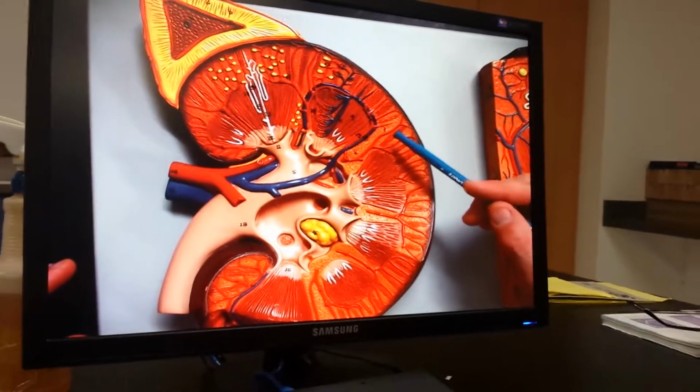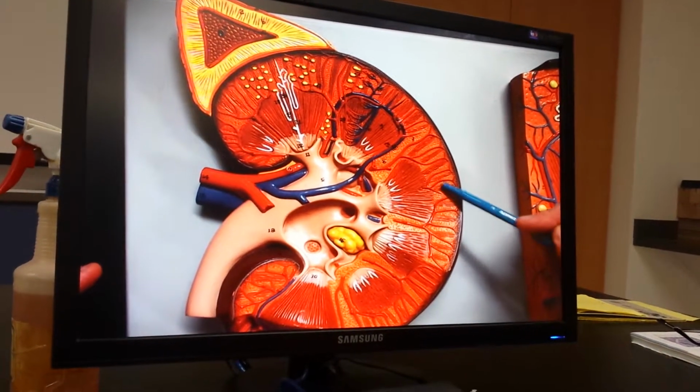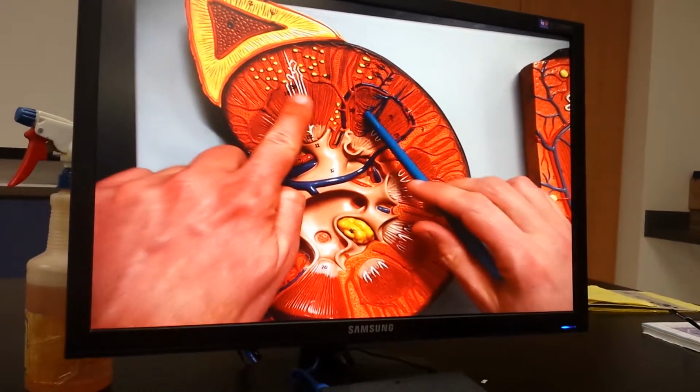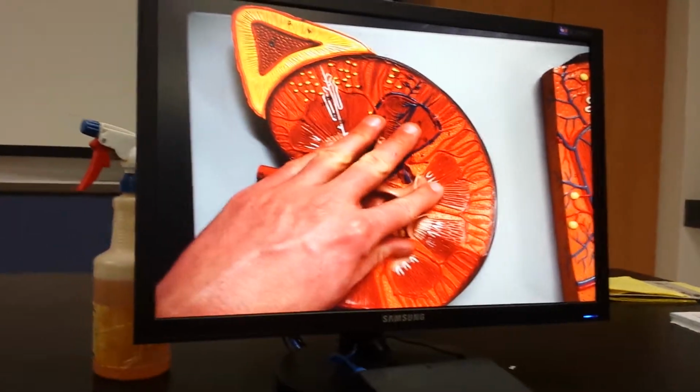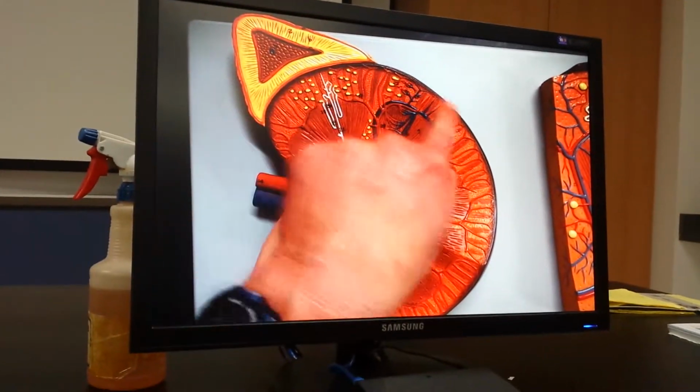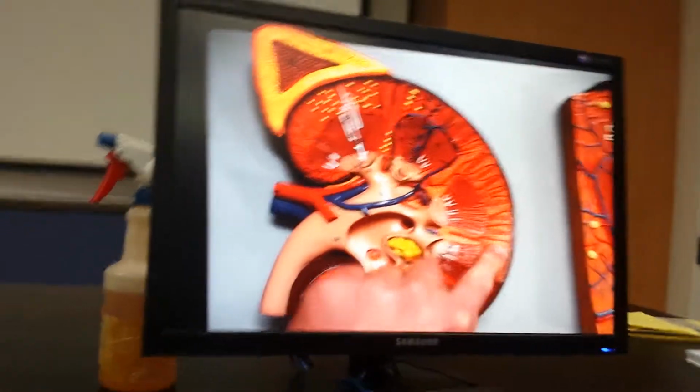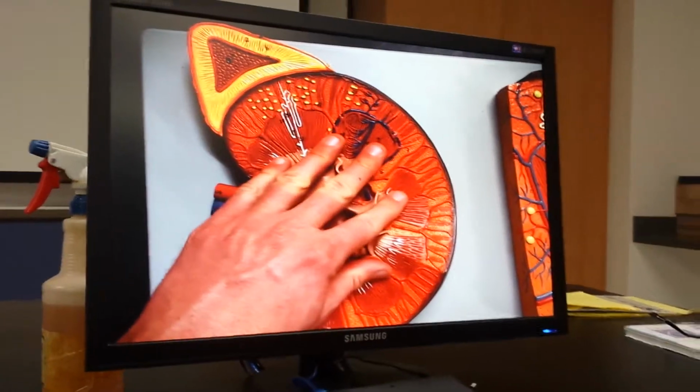This outer circumference right here, that's the cortex. Cortex. This inner part right here is the medulla. The medulla, right in here. This is all medulla. This is cortex out here. Okay? Cortex, medulla. All right?